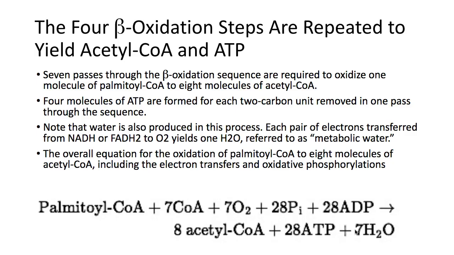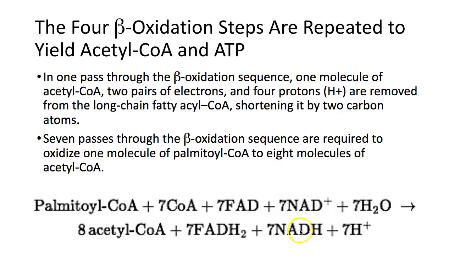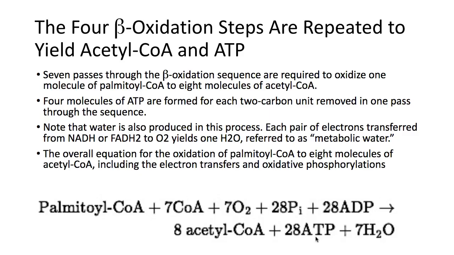With that note of having the FADH2 and the NADH, remember that in each pass, 4 molecules of ATP are made. Since it's going through 7 passes, it's 7 times 4, and you produce 28 ATP, and also 7 metabolic water.